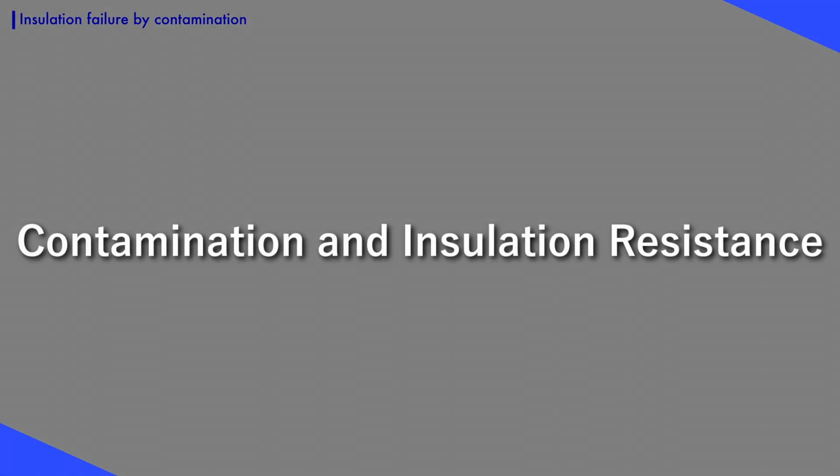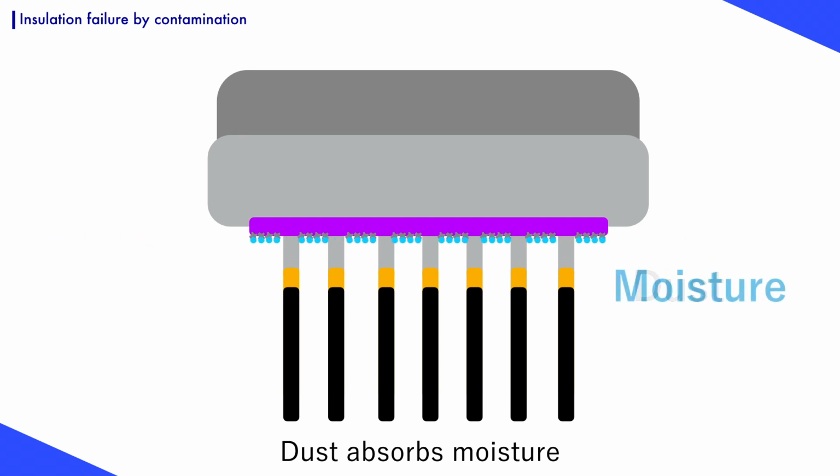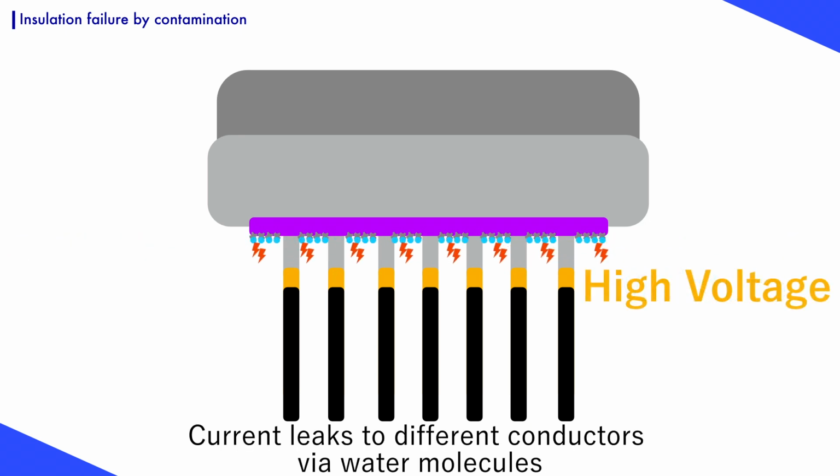Why does contamination cause insulation failure? When contaminants such as dust stick to the inside of a connector, they absorb moisture. Moisture absorbed by the contaminant makes it conduct electricity easily. If high voltage is applied in this state, current will leak between the different conductors, resulting in insulation failure.